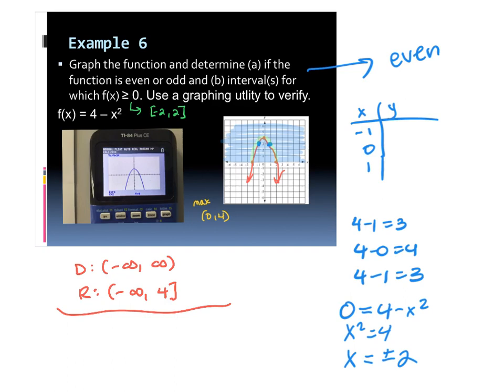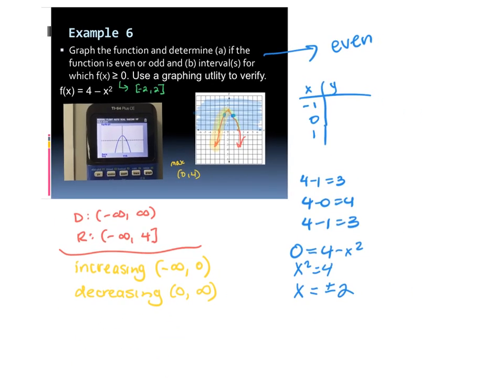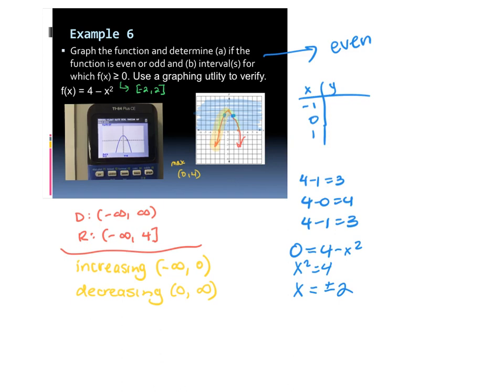Okay, increasing, decreasing behavior. So we start from left to right. The first part of this graph is doing what? Increasing, right? I do the x values. So from negative infinity up to 0, my graph is increasing. Parentheses on the 0 because a point can't be increasing. Then it changes direction. It comes back down. It's decreasing from 0 to positive infinity. Again, parentheses, because a point can't be increasing or decreasing.